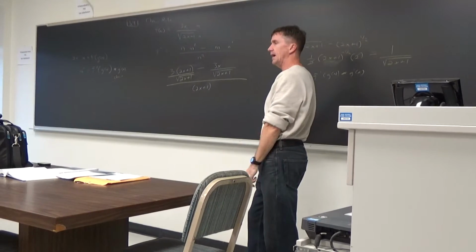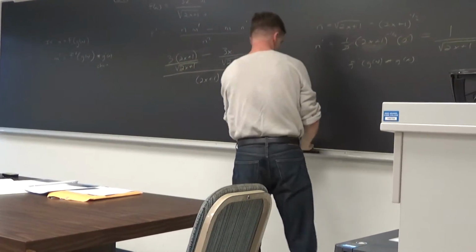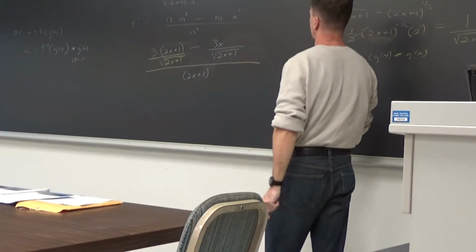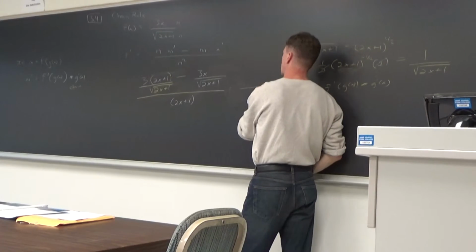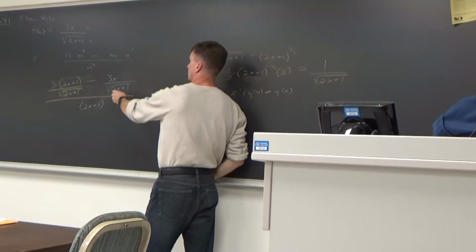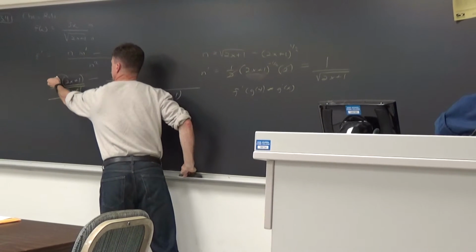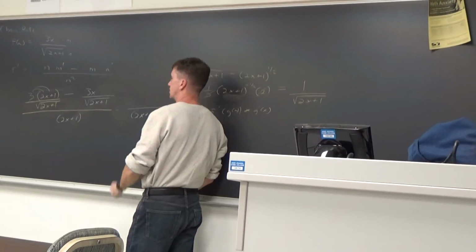Oh, I need common denominators. Square root of 2x plus 1, square root of 2x plus 1, I get this. Now we're 2 steps away. I got enough room right here. The 2x plus 1 is still there. Everyone, would you distribute this? What do you get? 6x plus what? 3. All right.